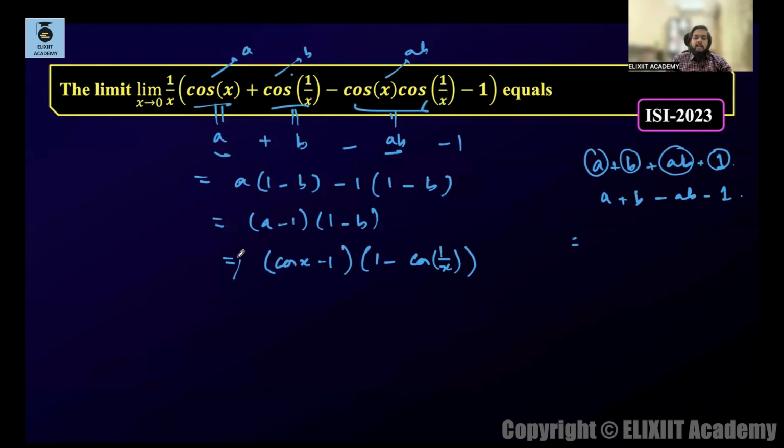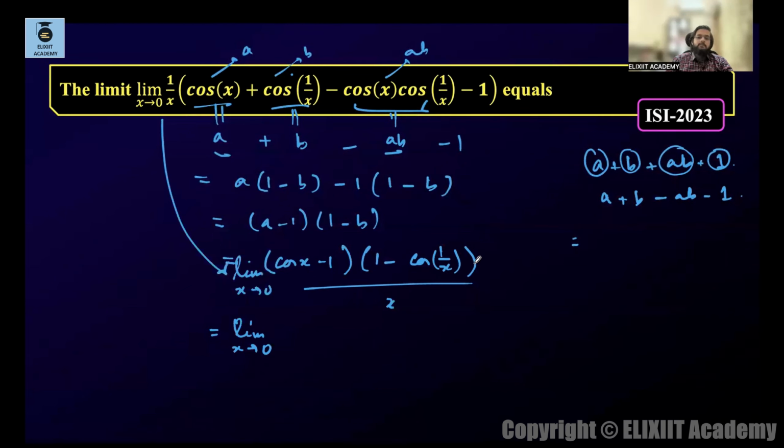And in front we had limit x tending to 0. That's what we have, so this question is now reduced to this. We have limit x tending to 0 of cos x minus 1. Now you can clearly see 1 minus 1 is 0, so it's 0 by 0 form. So cos x minus 1 multiplied by 1 minus cos 1 by x.